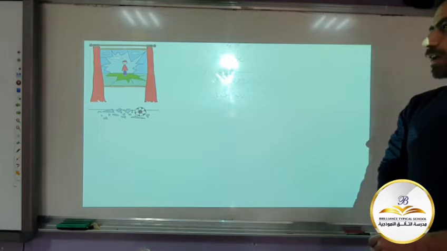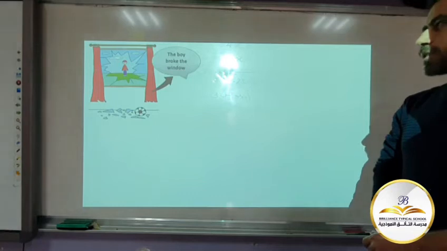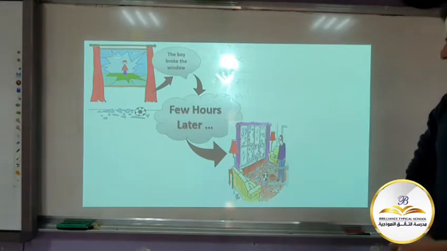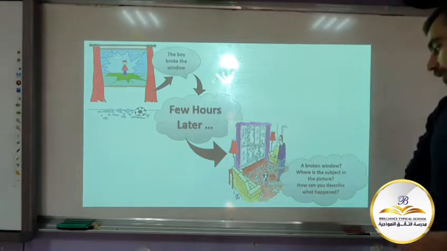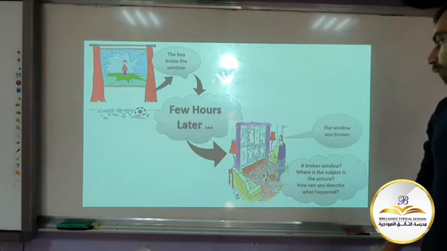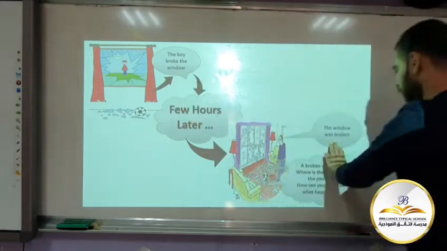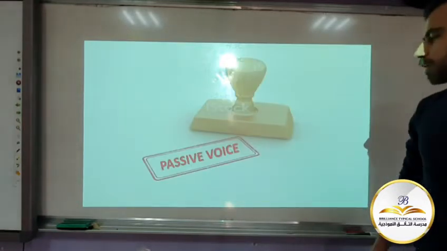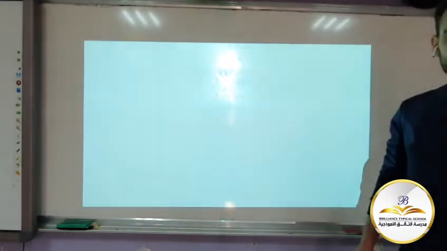Let's take a look again at what happened. First we have the boy, who said the boy broke the window, and then a few hours later, here we have something else, and we have a broken window, and where is the subject in the picture? We don't have a subject. And how can you describe what happened? You are going to say the window was broken. So we have the first statement here, the boy broke the window, and here we have the window was broken. Okay. Do you know what you call this? This is the passive voice. What is passive voice? Let's see.